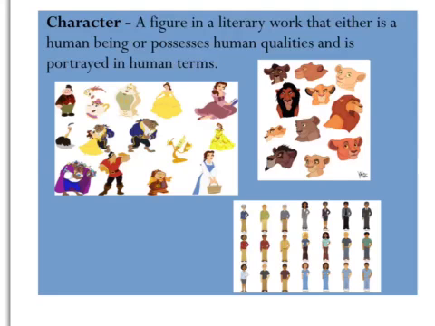A character is a figure in a literary work that either is a human being or possesses human qualities and is portrayed in human terms. So we see here human characters. We also see the characters from The Lion King, which are all animals, but they have human qualities, meaning they can talk and sing. And then also characters from Beauty and the Beast, which has a combination of human characters and animals as well as objects that still behave as humans do and possess human qualities.